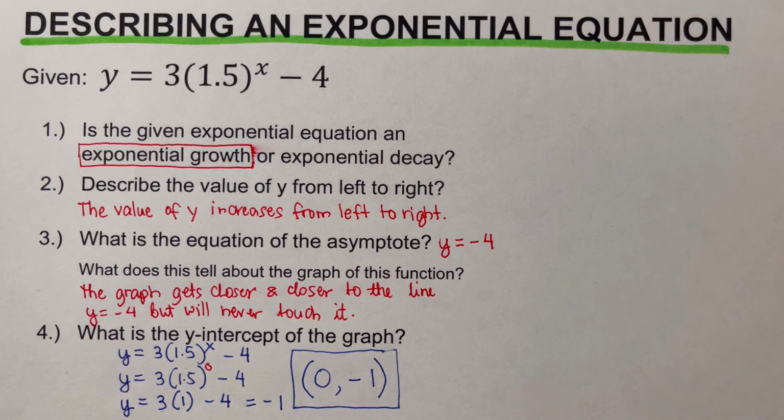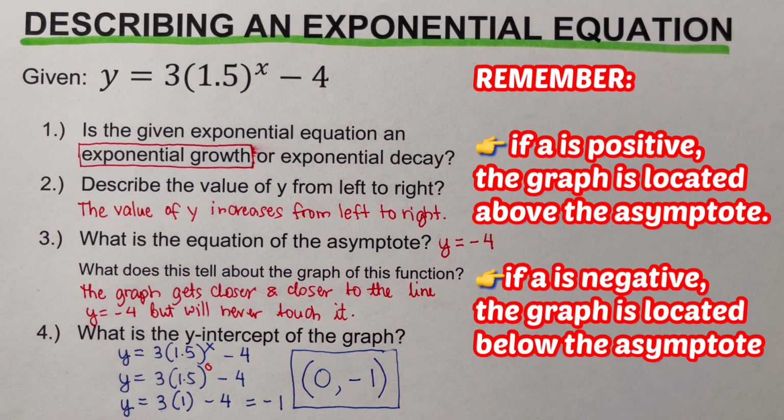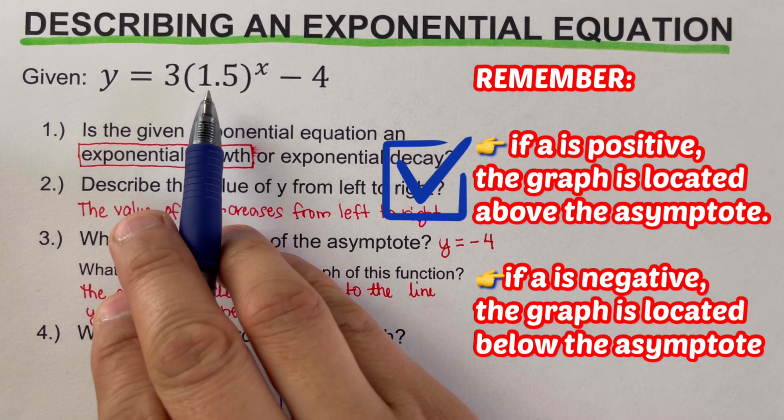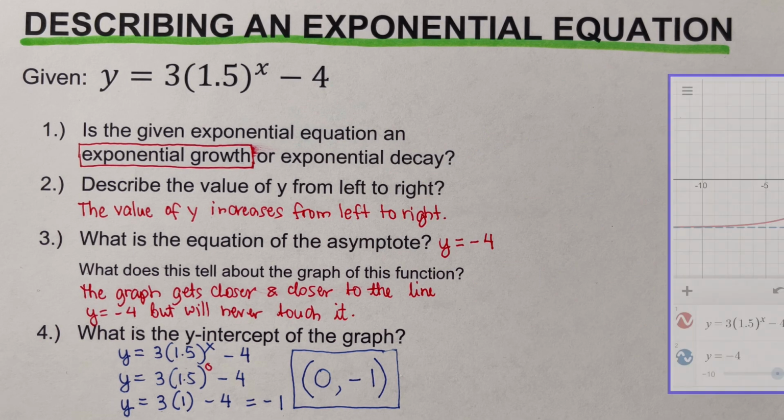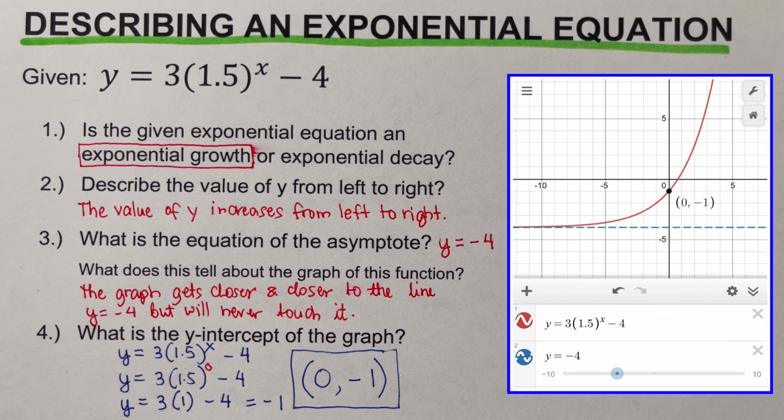We also remember that if A is positive, the graph is above the asymptote. And if A is negative, the graph is below the asymptote. Since our A here is 3 and it is positive, we can say that this exponential graph is going to sit above the asymptote. And you can also see on the graph that I included on the side that this graph is actually sitting on top of the asymptote.